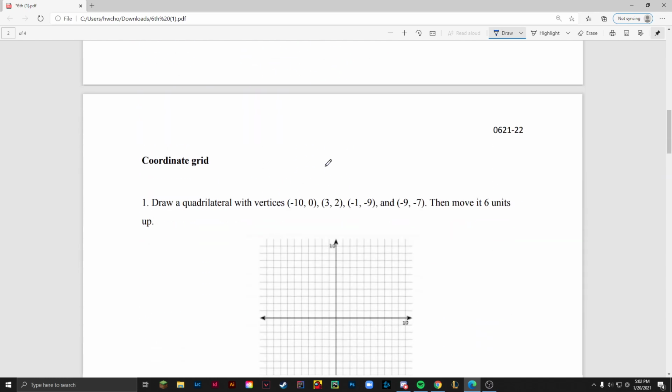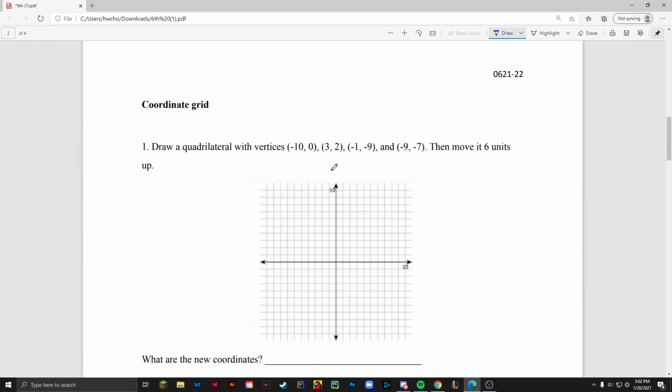The next page that we'll be working on is coordinate grids. So coordinate grids are the x and y coordinates, and it's why so many people like using graph paper for math. So it says draw a quadrilateral with vertices -10, 0, 3, 2, -1, -9, and -9, -7. And then move it 6 units up. Alright, so let's just get this done.